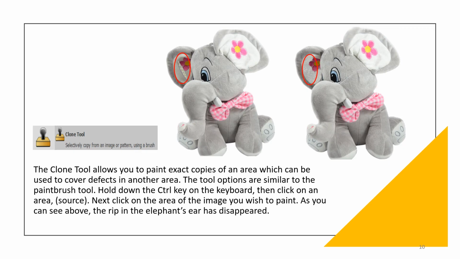The Clone tool allows you to paint exact copies of an area, which can be used to cover defects in another area. The tool options are similar to the Paintbrush tool. Hold down the Control key on the keyboard, then click on an area, the source. Next, click on the area of the image you wish to paint. As you can see above, the rip in the elephant's ear has disappeared.